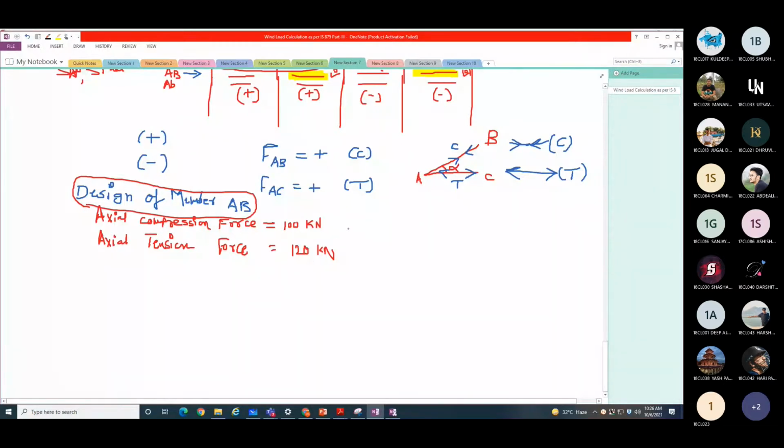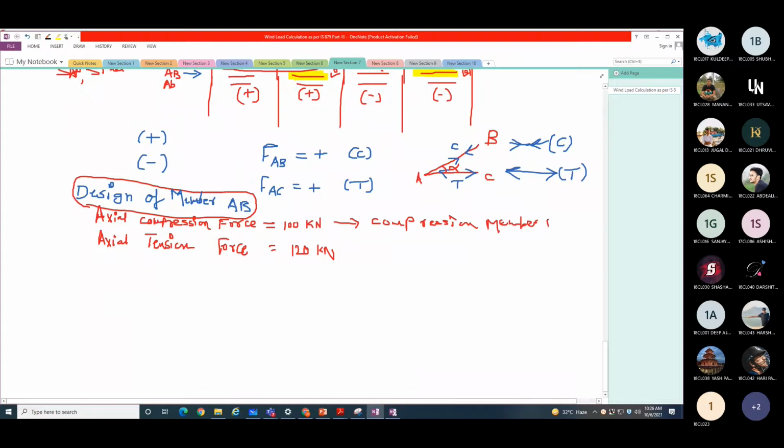So the actual practice is that you don't have to consider whichever is the maximum value for the design. No, if this is a compression force, you require to do the design for a compression member, that we did in class. Compression member design you are required to do. Are you getting this?